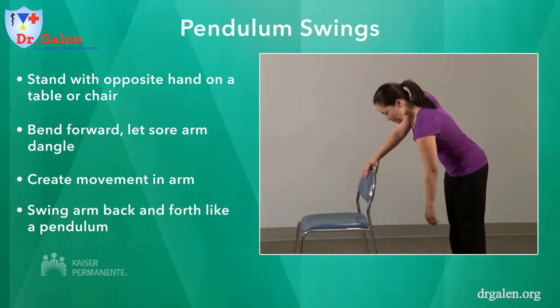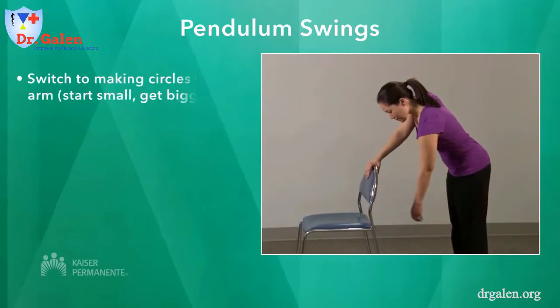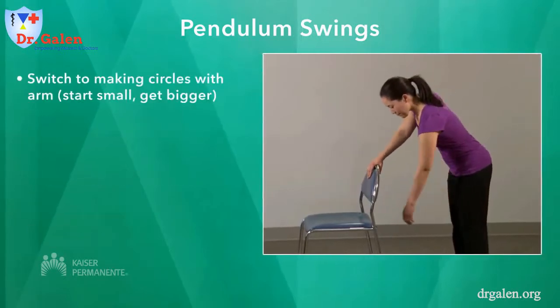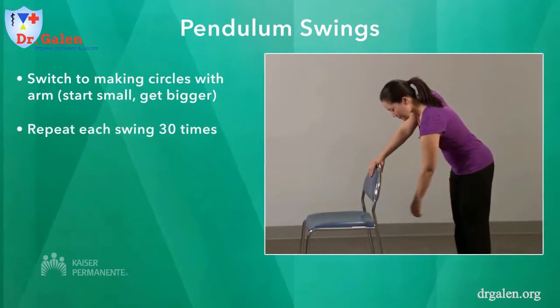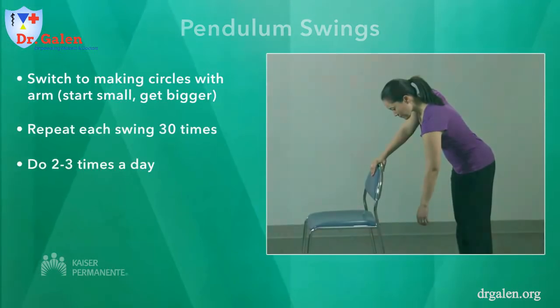Then switch to making circles. Start with small circles and make them bigger as your pain allows. Repeat each swing 30 times. Do this 2 or 3 times a day.